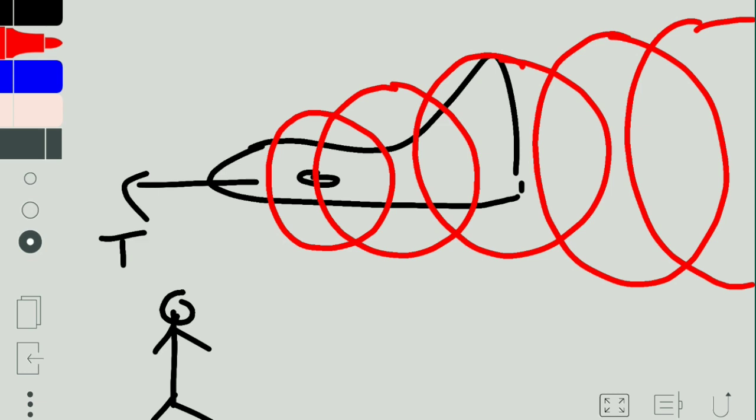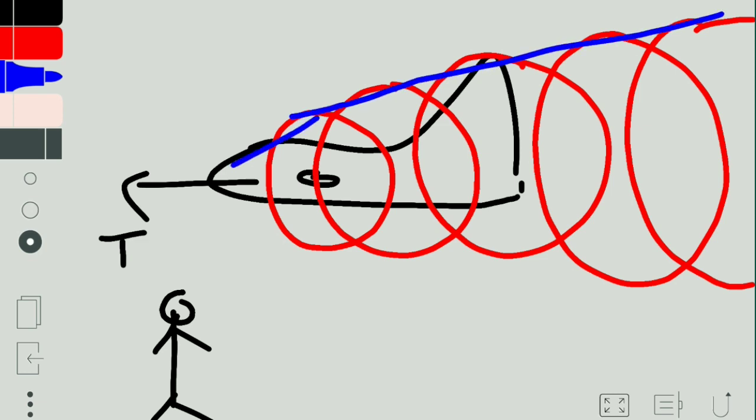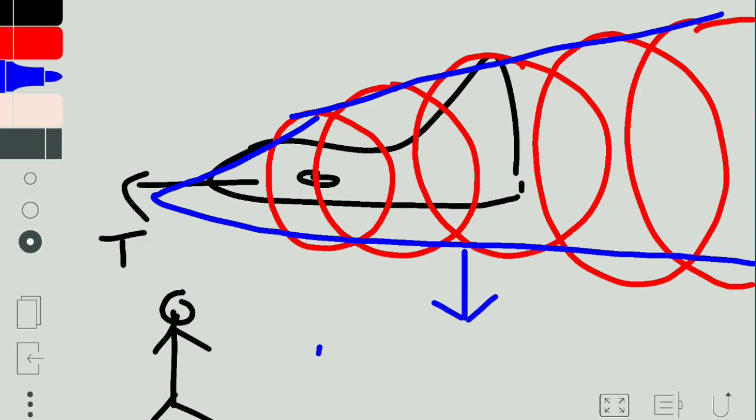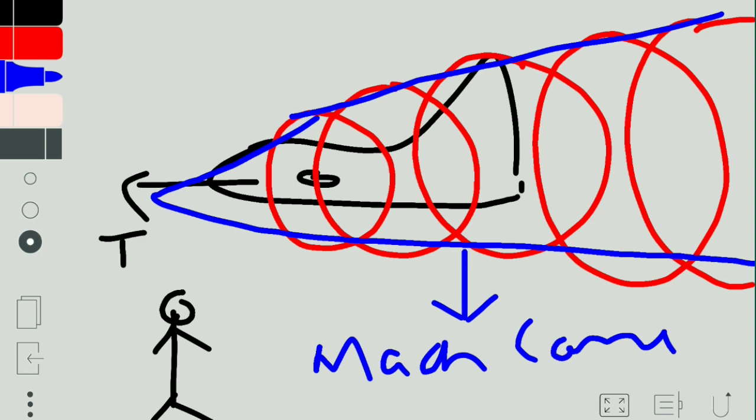Now another thing to explain is, when the waves are getting bigger and bigger, we can actually make a cone. This is called a Mach cone. So this is the Mach cone.